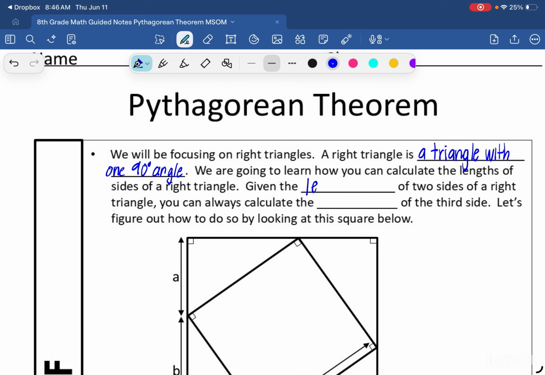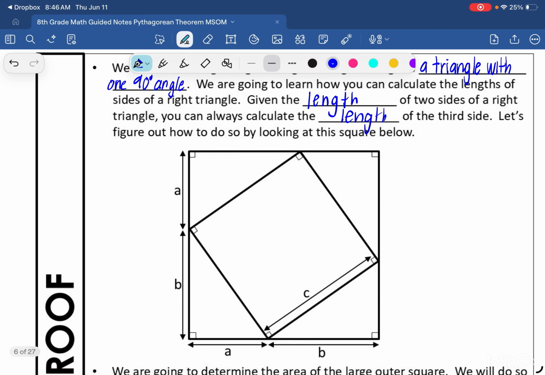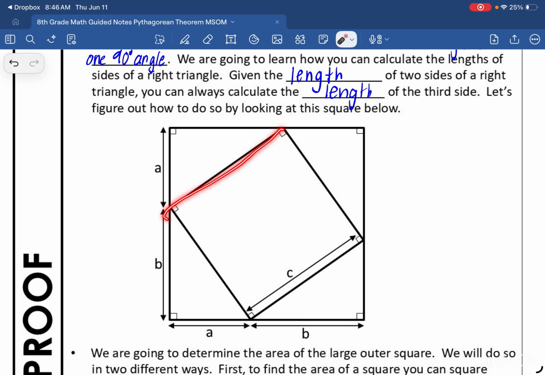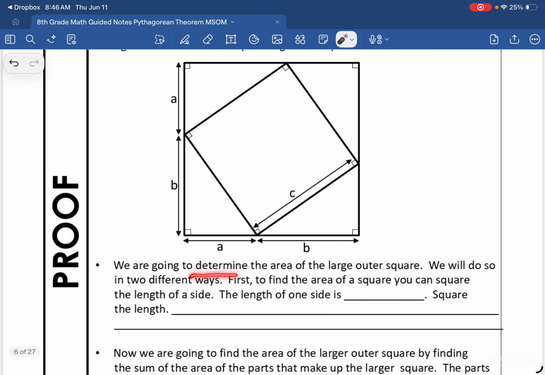Given the length of two sides of a right triangle, you can always calculate the length of the third side. Let's figure out how to do so by looking at this square below. We have this bigger square and this smaller square in the middle, and then we have these similar triangles on the outside with a shorter length of A and a longer length of B. We are going to determine the area of the large outer square in two different ways.